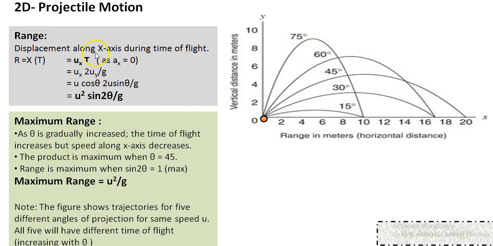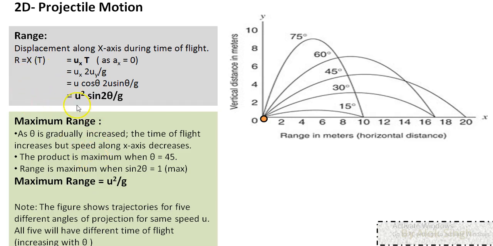But as theta angle increases, the x component of initial velocity will decrease. As the theta increases, the x component of velocity will decrease. So one term increases, one term decreases. And range is product of both the quantities, and the product is maximum when theta is equal to 45 degree. We get maximum range.